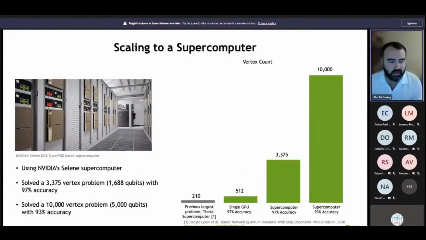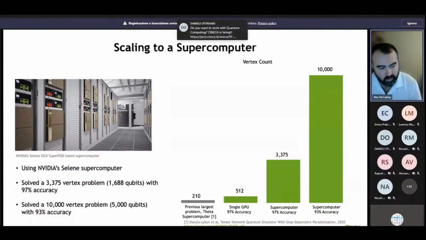We took this and scaled it to something like Selene. Using QTensorNet and the multi-GPU architecture provided by the Selene supercomputer, we were able to take that original result. The Argonne result was at 210. The original result from our NVIDIA colleagues was 512. And we were able to scale this to 1,688 qubits, a 3,375 vertex MaxCut problem.